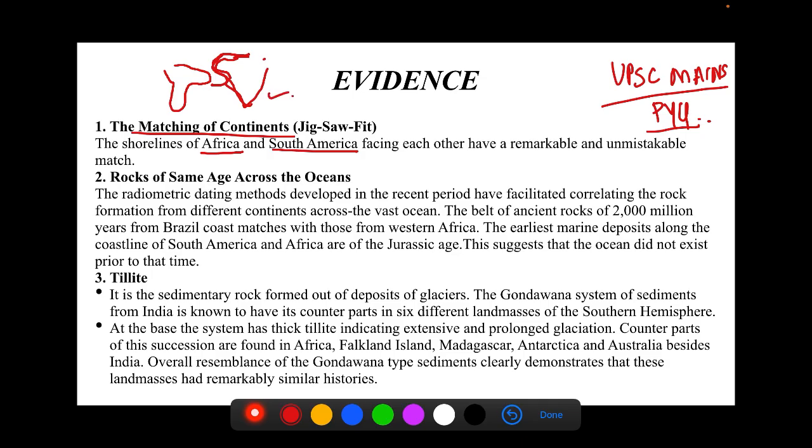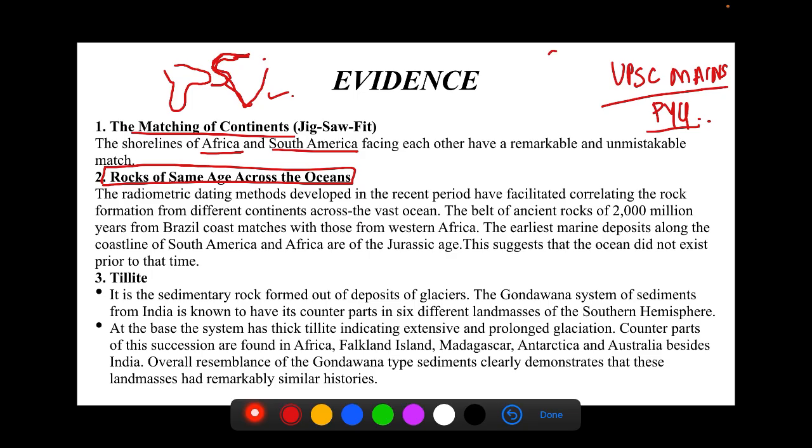All right. The next thing you can mention is the rocks of the same age across the ocean. That is, the radiometric dating method developed in the recent period has facilitated correlating rock formations from different continents across the vast ocean.